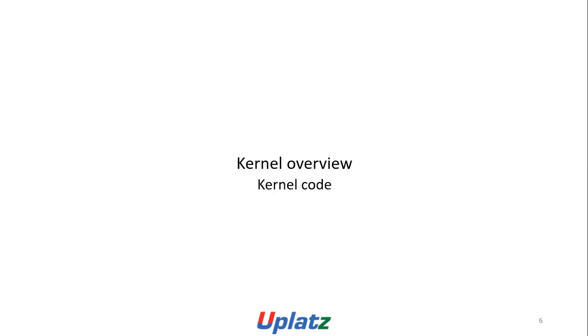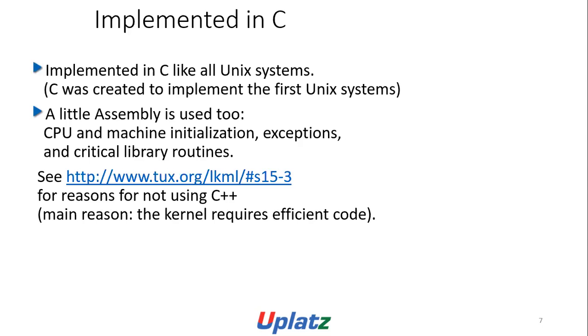Kernel code is implemented in C. Like all Unix systems, C was created to improve the first Unix systems. A little assembly is used for CPU and machine initialization, exceptions, and critical library routines. See the tux.org lkml link for reasons for not using C++. The main reason is that the kernel requires efficient code.